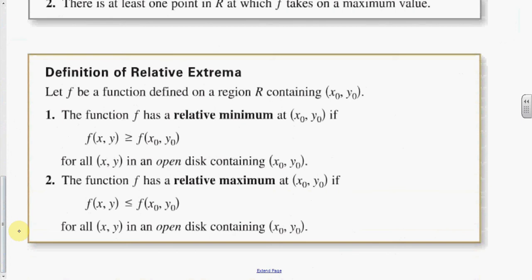But obviously here in x, y, z, we talk about some open disk. Right? In other words, from x, y to x naught, y naught, we should be able to use the distance formula to be able to calculate the so-called delta disk.